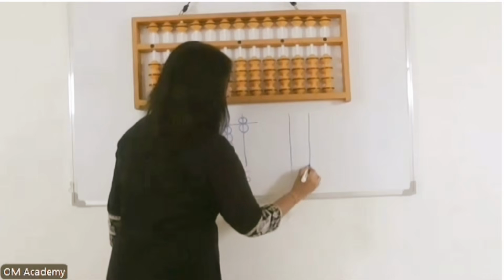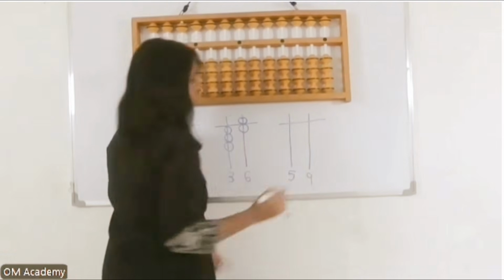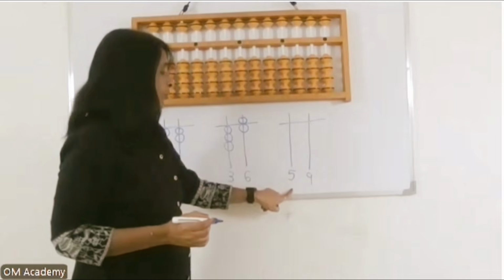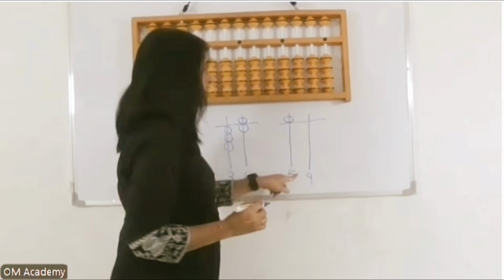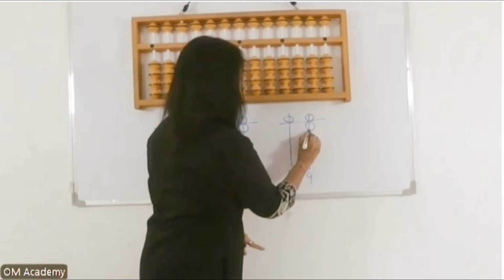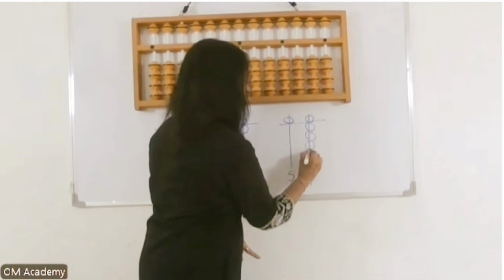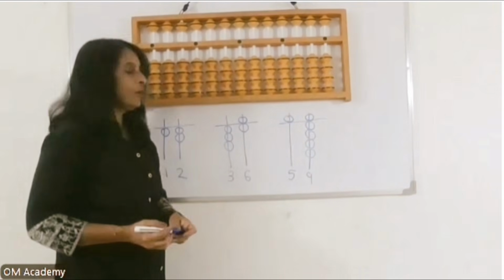For example, 59. On the tens place we have to draw one upper bead. On the ones place, one upper bead means it is 5, 6, 7, 8 and 9. So one upper bead and four lower beads on the ones place.